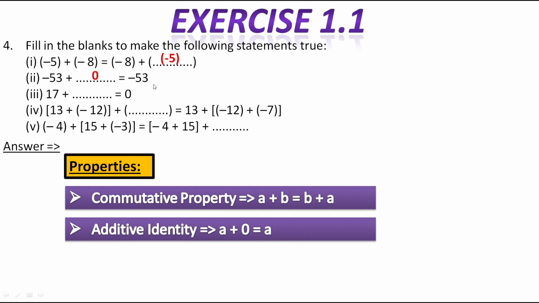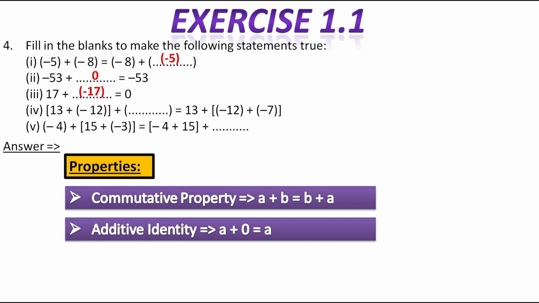Now for the third statement, the second statement only is applied here, just the places are changed. See here, 17 plus blank is equal to 0. This blank should be filled with -17 because if we have the same integer with positive and negative, and if we add them, we will get 0 as the answer only.